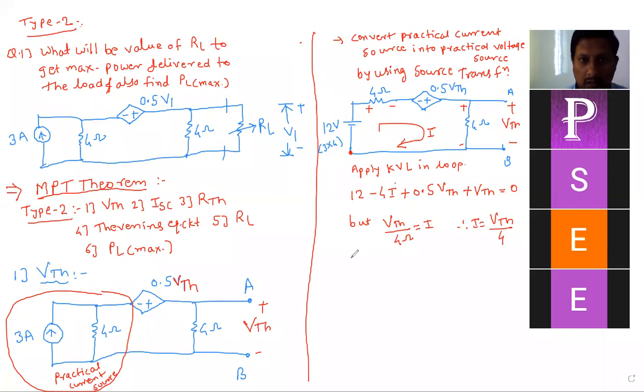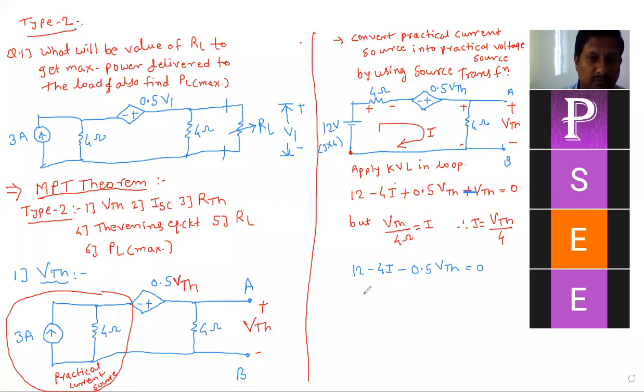Now, the 12 minus 4 into I. So this 0.5 VTH is correct, and here a minus should come. This is minus because there is a plus before it. Okay, so -4 as it is. 0.5 VTH and minus VTH will give minus 0.5 VTH. That means from -1, 0.5 is subtracted, so -0.5 VTH remains.